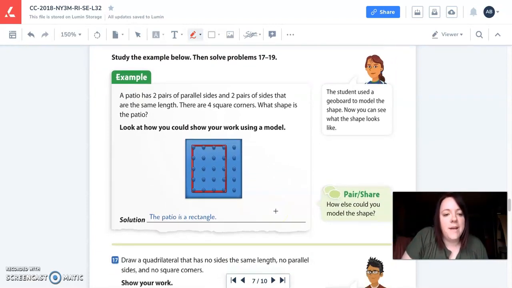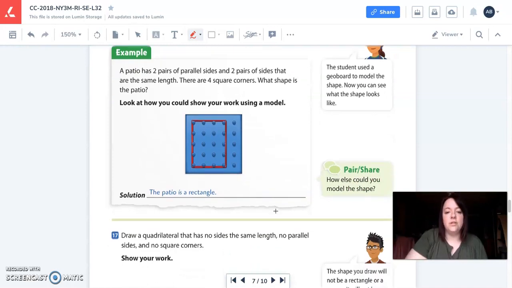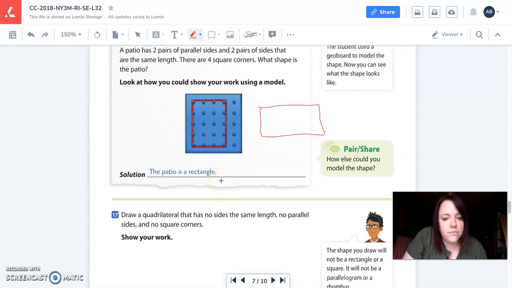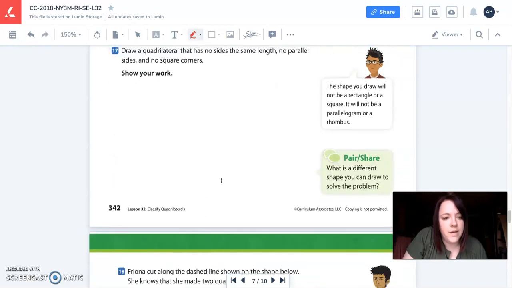Example, a patio has 2 pairs of parallel sides and 2 pairs of sides that are the same length. There are 4 corners. What shape is the patio? Look at how you could show your work using a model. Solution, the patio is a rectangle. So we know that it has 2 sides that are the same here, 2 sides that are the same here. So now we need to know how else we could model this shape. So if they have 2 parallel sides, we could also draw it like this.